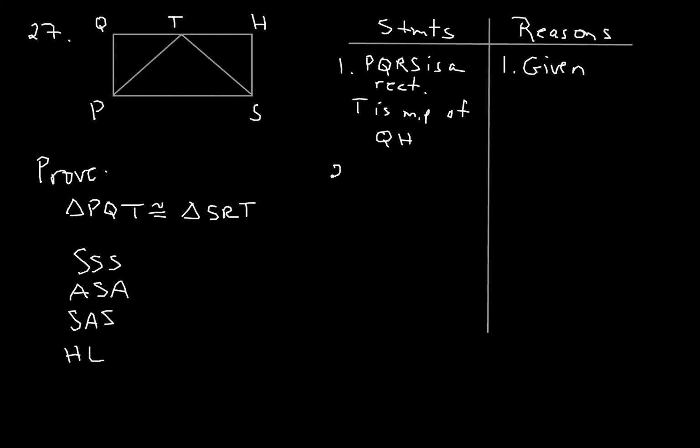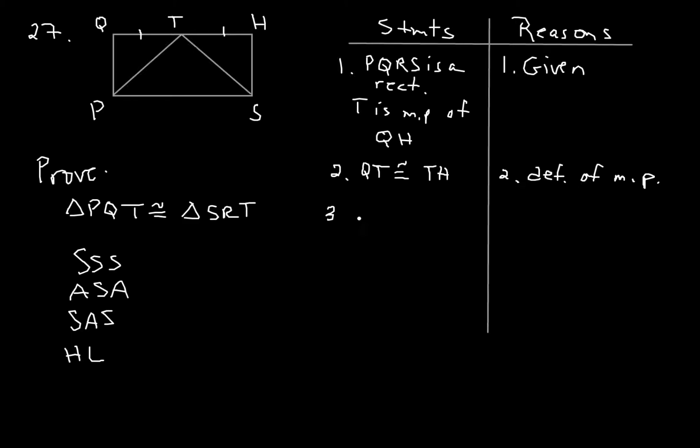I have a little room. All right, so first thing we can do, let's mark up our diagram. So if T is the midpoint of QH, we can say QT is congruent to TH. And you can just say definition of midpoint, because a midpoint divides a line segment into 2 equal parts. All right, we have 1 part. We have to get 3 parts.